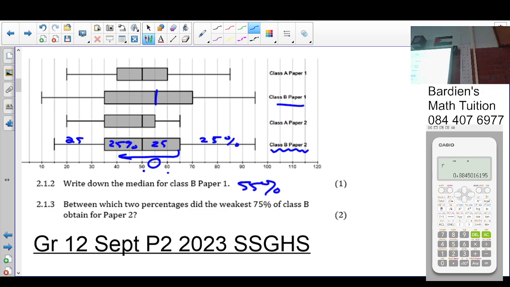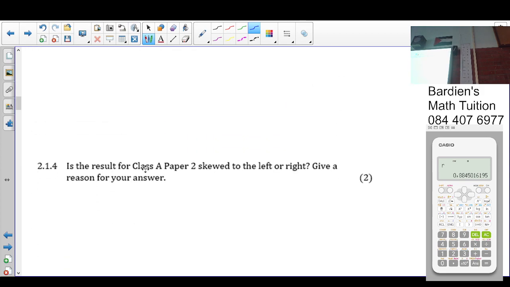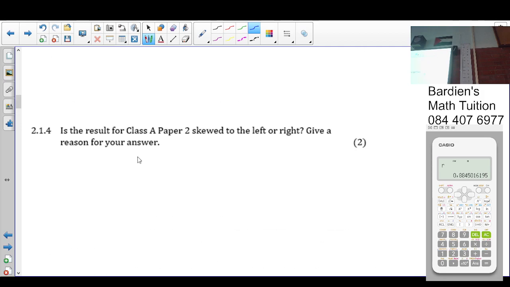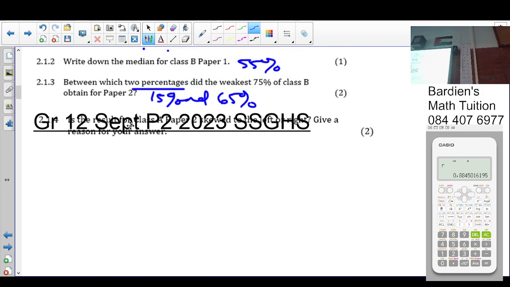So the weakest 75 is going to go in that direction. They want to know between which two percentages. So it's between 15% and this value here, which is 55%. Sorry, 65%. Okay, you would agree with that? And then the last question says, is there another one? No. Last question for 2.1.